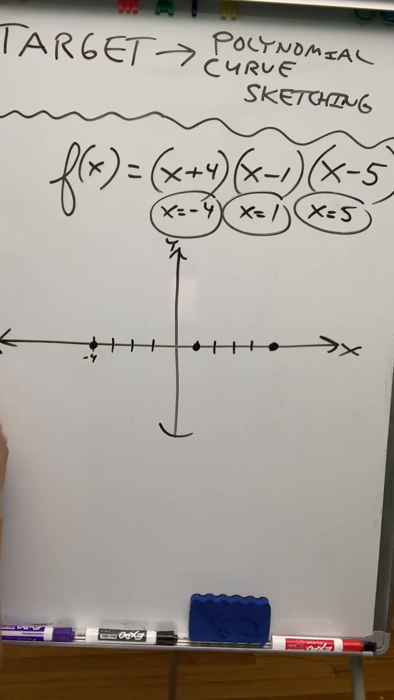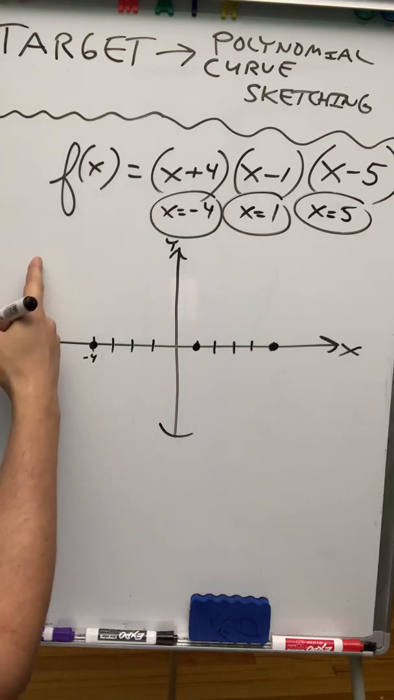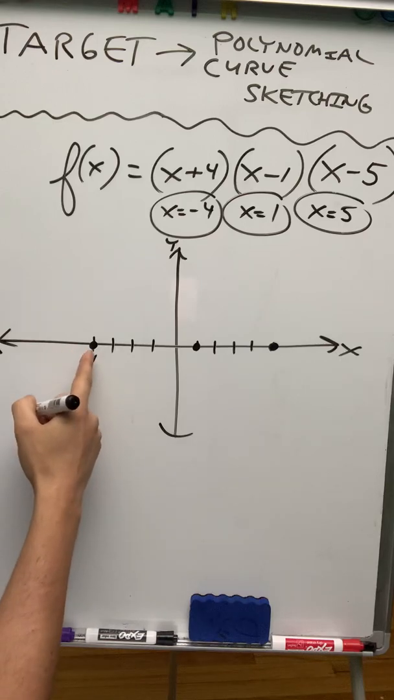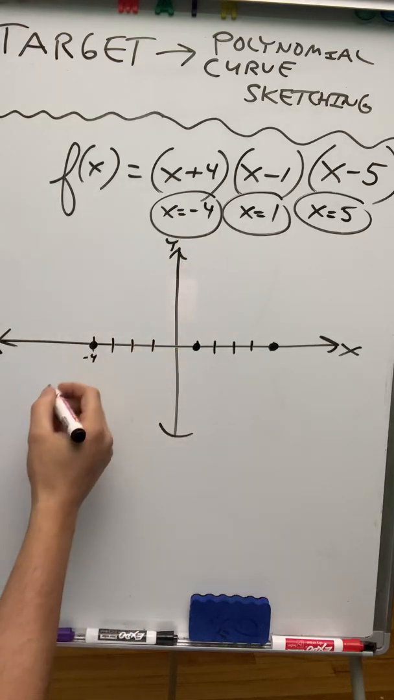All of these points from negative infinity to negative 4 are all going to be either positive or they're all going to be negative. So I'm going to choose negative 5. You cannot choose this one because that's going to spit out a 0.